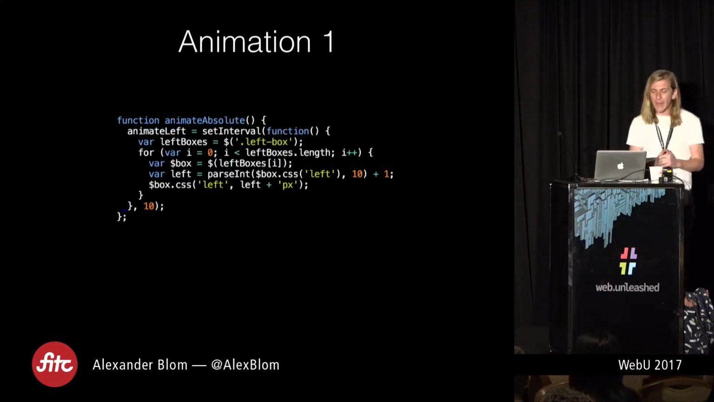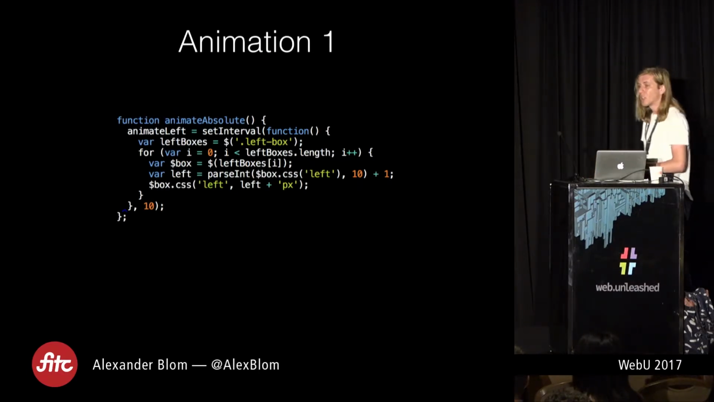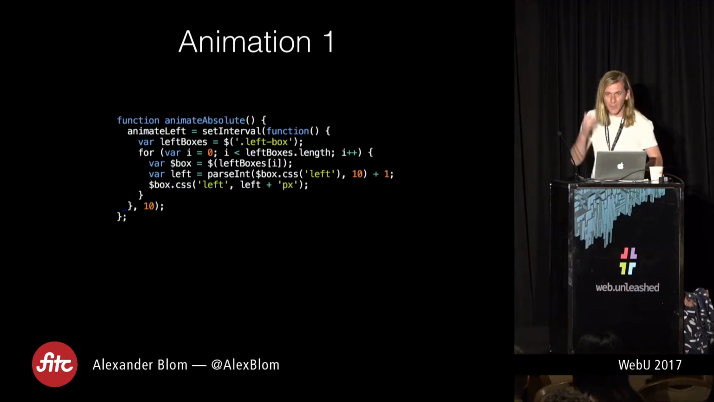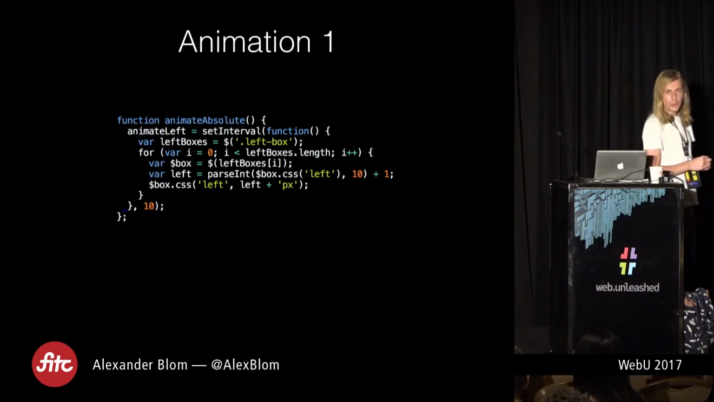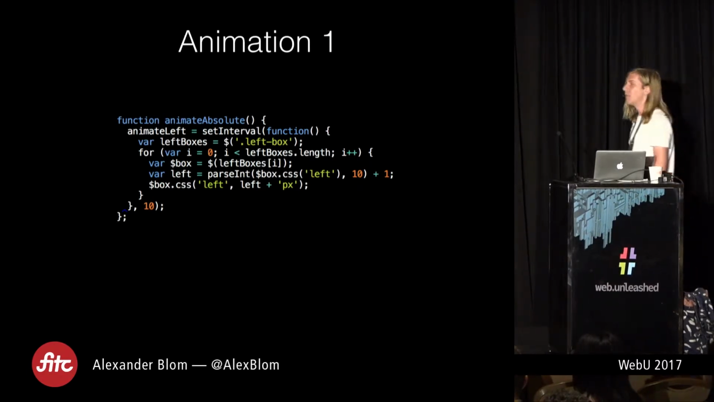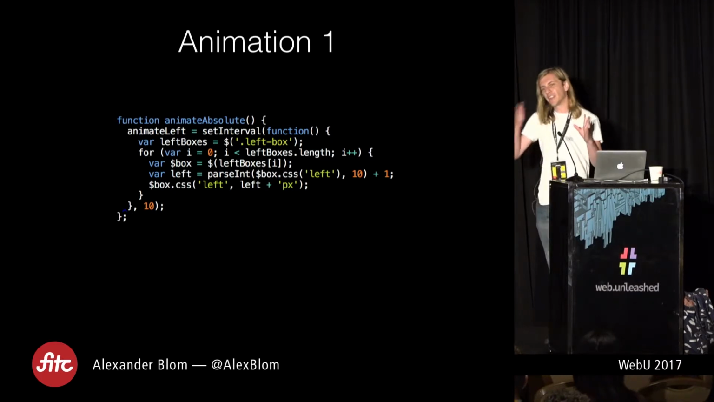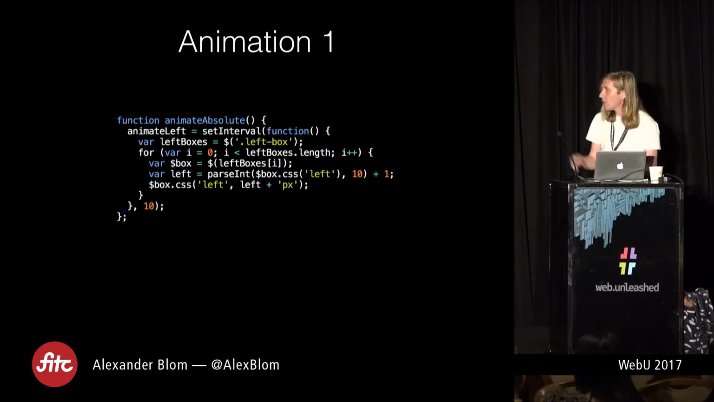And that animateAbsolute is just a setInterval. And what I'm doing is a layout thrash here, right? I'm doing exactly what I told you not to do, again, just to make it more expensive. And then basically for every single left box, what we're going to do is get the value of its left property and add 1 pixel to it every 10 milliseconds. Right? And that's how we're going to get the effect of them running across the page. So let's go and have a look at that animation.